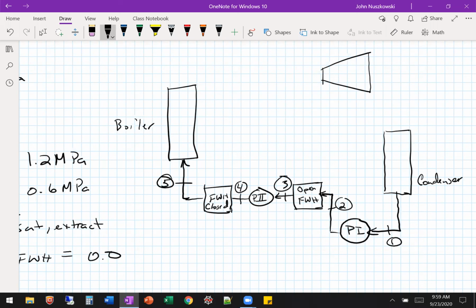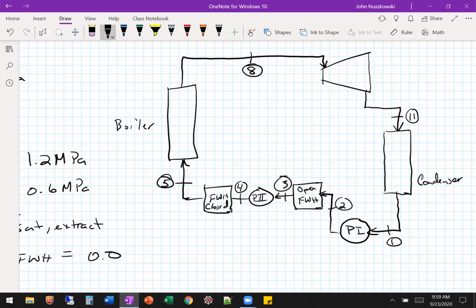So that's 4. We got our boiler, and then we leave the boiler and we go to our turbine. Okay, and this is state 8. All right, so this is where we start extracting steam, and it goes different places. So the last end at the exit of the turbine will go to our condenser, and that's called state 11.